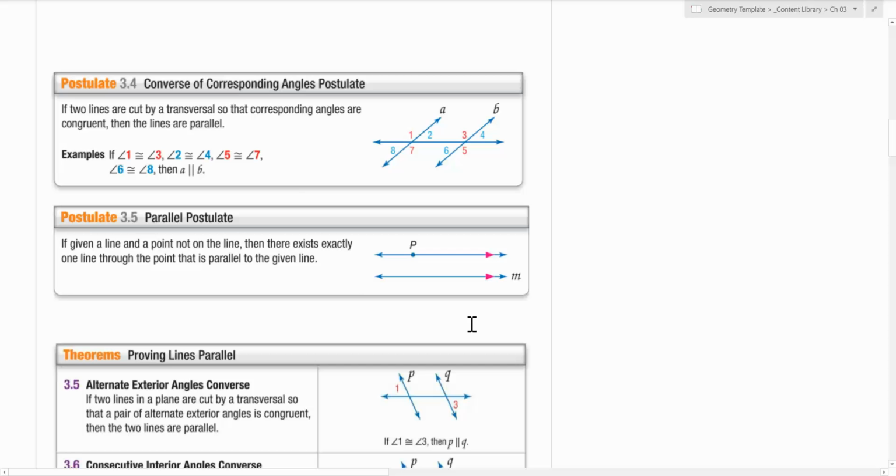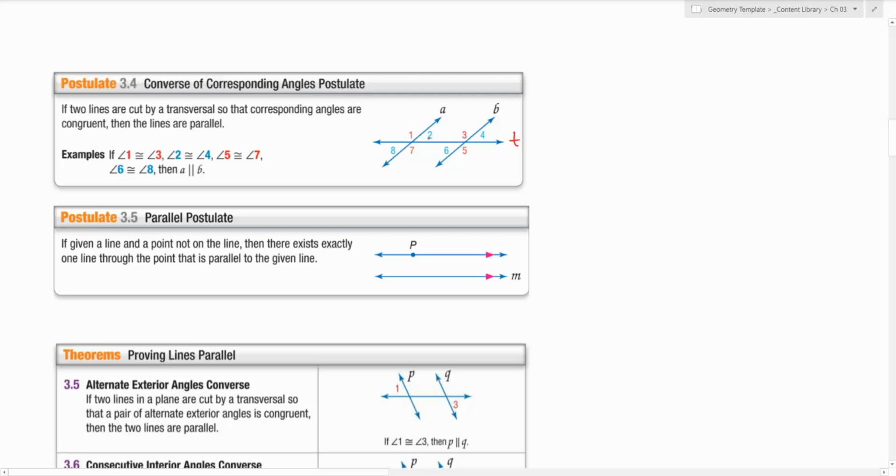Let's see here. Converse of the corresponding angles postulate. If two lines are cut by a transversal, here we have lines A and B. We don't know if they're parallel yet. They're cut by a transversal, let's label that T, so that corresponding angles are congruent. We have 4 different pairs of corresponding angles. Corresponding angles lie on the same side of the transversal, so they're both above the transversal in this case.